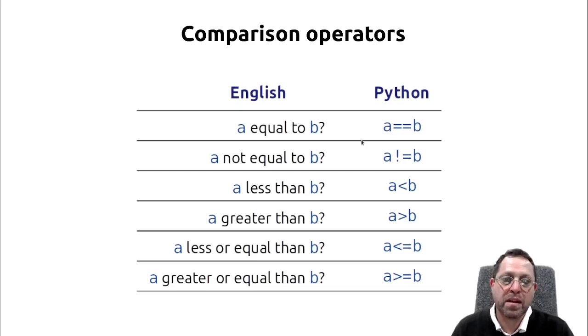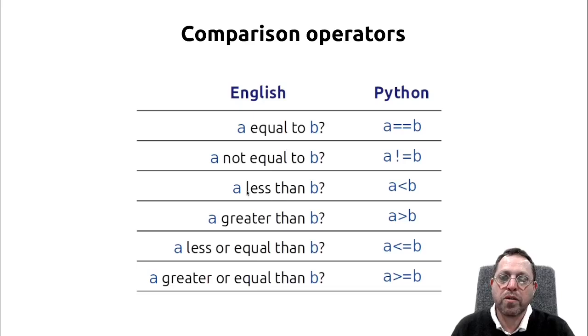Now, the opposite of that would be A exclamation point equal B, or A not equal B. And this will evaluate to true when A is not equal to B, and to false when A is equal to B. So it's the complement of the double equals.